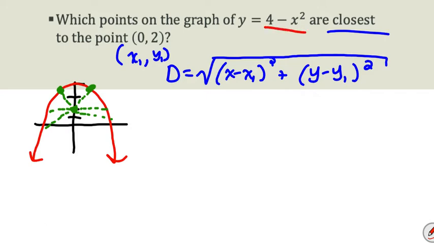How do I know what y is equal to? Well, right here, we're given in the problem that y is 4 minus x squared. So remember, your primary equation, this equation right here, helps you answer the question. The question is, which points are closest? So that's asking you the distance. Your secondary equation is what is being plugged in, to help give you the same variable.